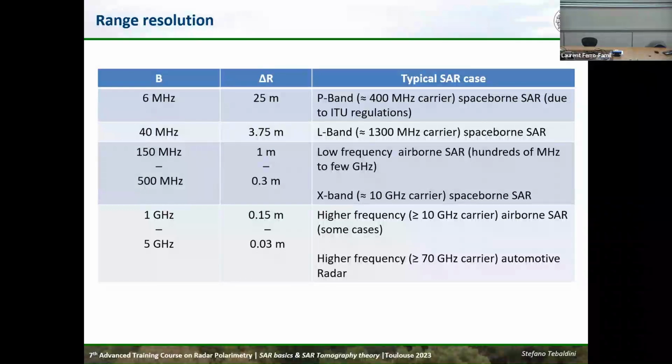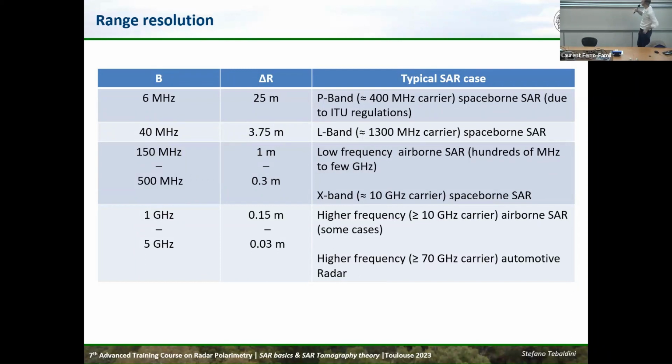I think that this is the bandwidth of SARCOM, which means that the range resolution is some 3.75 meters. The case of an airborne SAR at low frequency is typically about 100 or 150 megahertz, which means a resolution of 1 meter. This is also the case for a high frequency spaceborne SAR like Cosmo or TerraSAR-X. They can as well implement an even larger bandwidth.